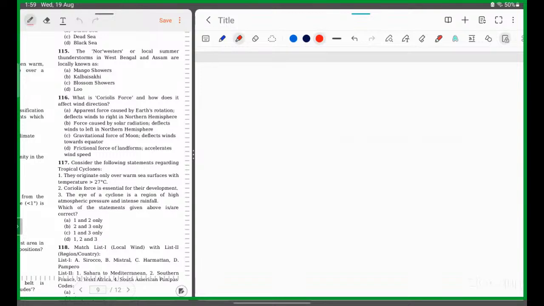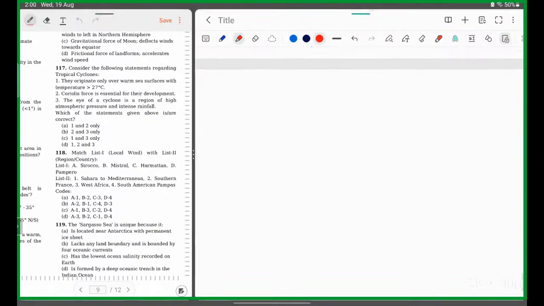Again, second statement: tropical cyclones act as a giant wind engine fueled by moisture from the ocean. They require a large sea surface with warm temperatures, especially higher than 27 degrees Celsius. So this one is also correct. And the third statement, the eye at the center of a mature tropical cyclone is a region of low atmospheric pressure, which is completely opposite because it is not low but high. The statement 3 is wrong.